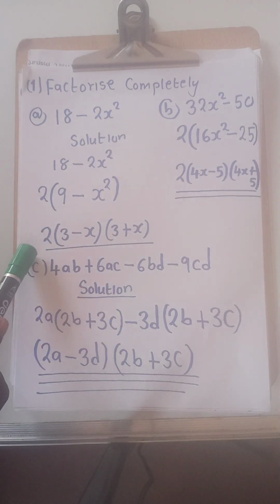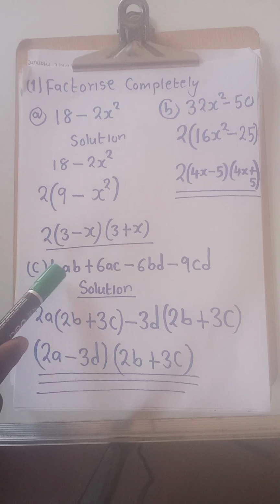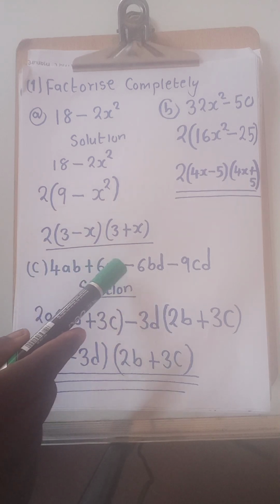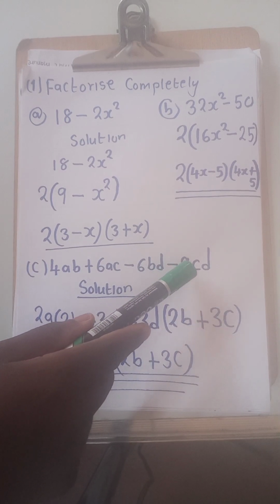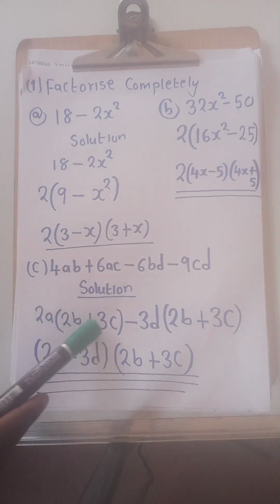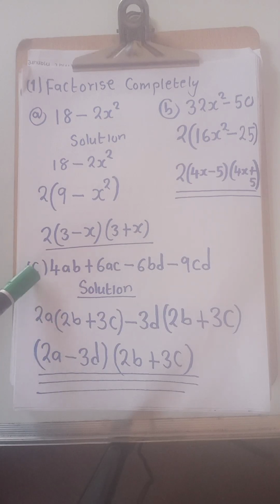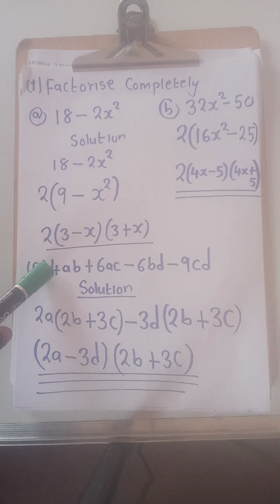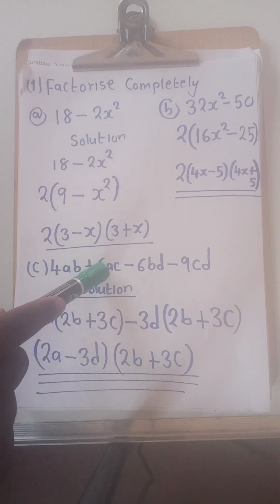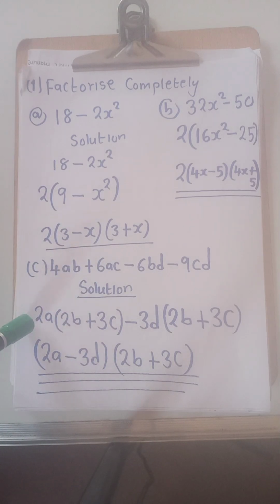You come to C: 4ab plus 6ac minus 6bd minus 9cd. So you copy. What is common here? You look for a number which can go into 4 and into 6, and that number is 2. Which other letter is common between these two? It's A. You write it there.